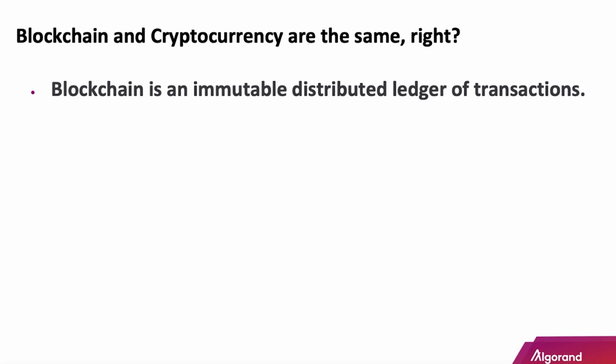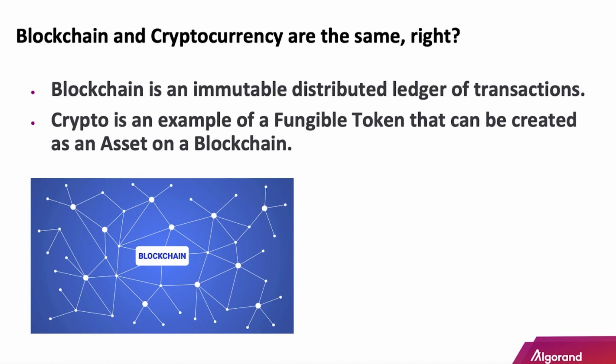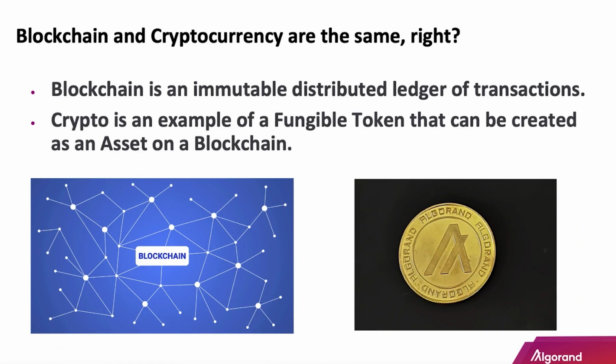All right, so blockchain and cryptocurrency are the same, right? Blockchain is an immutable distributed ledger of transactions. But crypto is an example of a fungible token that could create an asset on a blockchain.